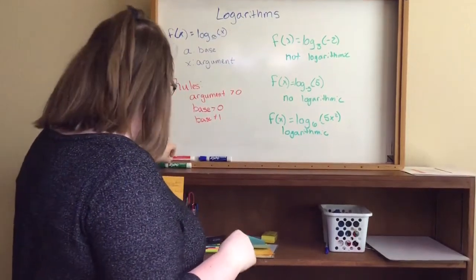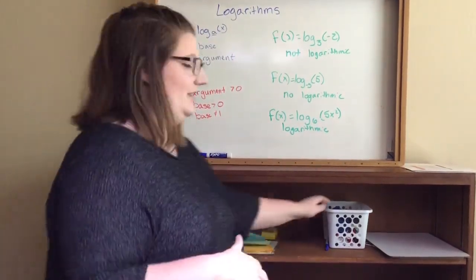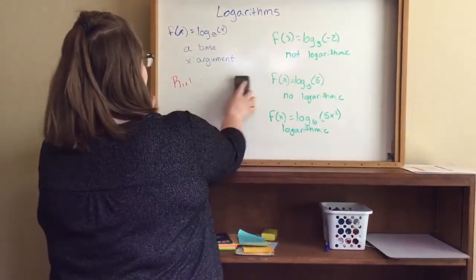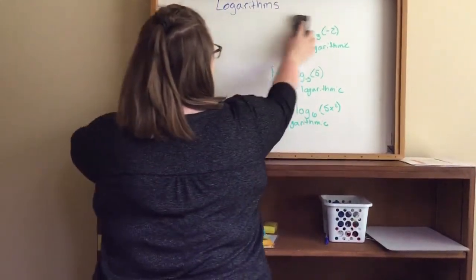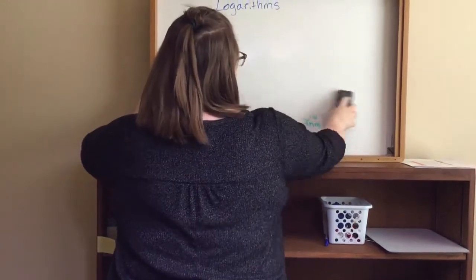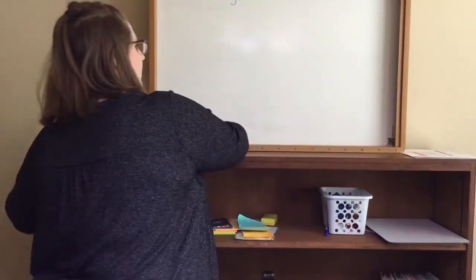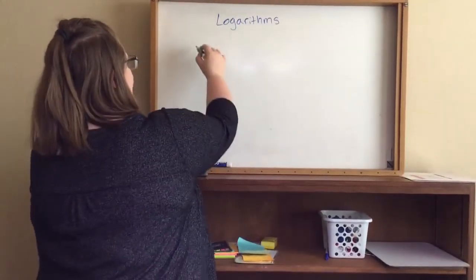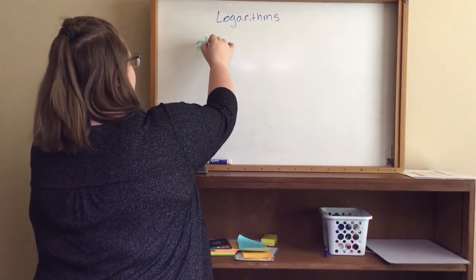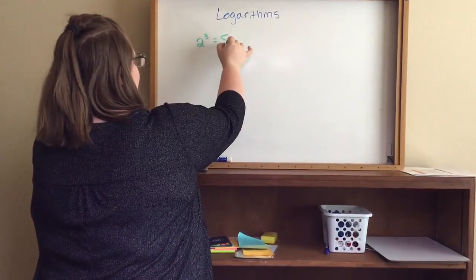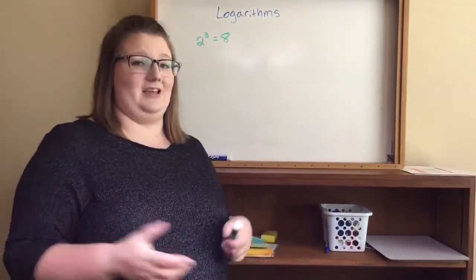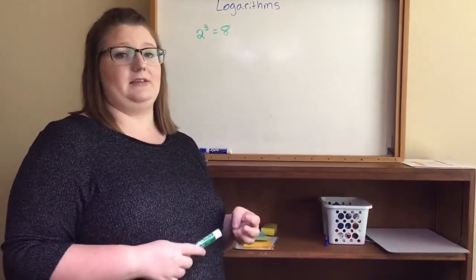Next, we're going to look at how to convert between logarithms and exponential functions. So I'm going to erase what we've got here, and we're going to look at going back and forth between logarithmic and exponential functions. So I'm going to start with something that's exponential. I'm going to start with 2 cubed equals 8, which is a true statement. 2 cubed is 8. 2 times 2 times 2 equals 8.